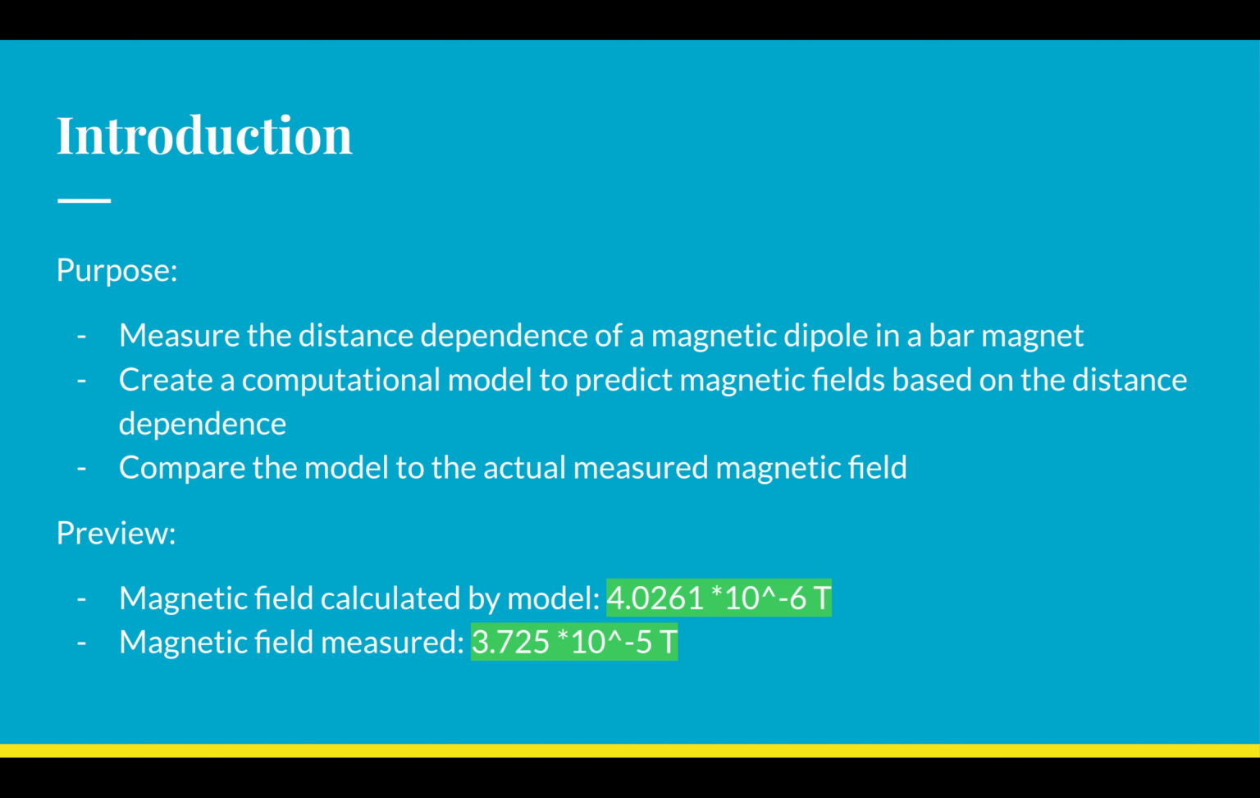A preview is that the magnetic field calculated by the model is 4.02 times 10 to the negative 6 Tesla, and the magnetic field that I measured is 3.725 times 10 to the negative 5 Tesla.